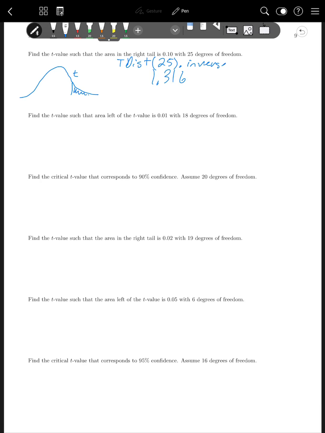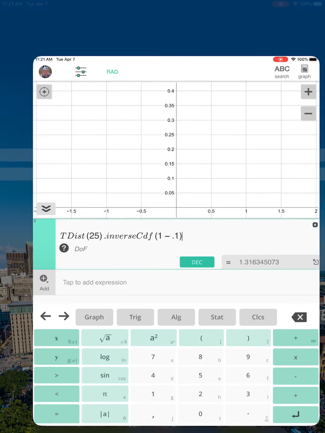So area to the right, area to the left would be 1 minus the area to the right. So that'd be 1 minus 0.1, which gives me an answer of 1.316. So this would be 1.316. So that was t distribution. Put in the degrees of freedom 25 dot inverse CDF, and then we had to do 1 minus 0.1.